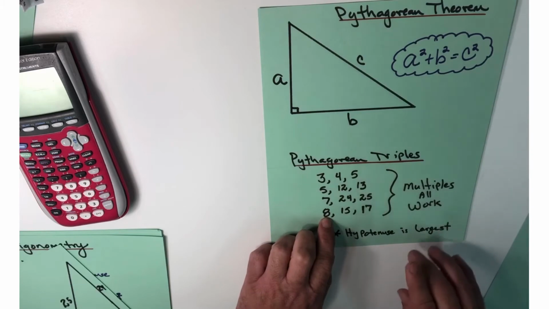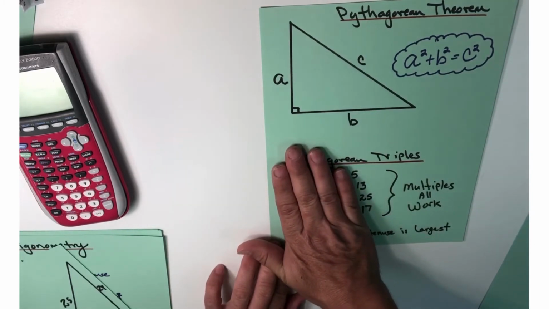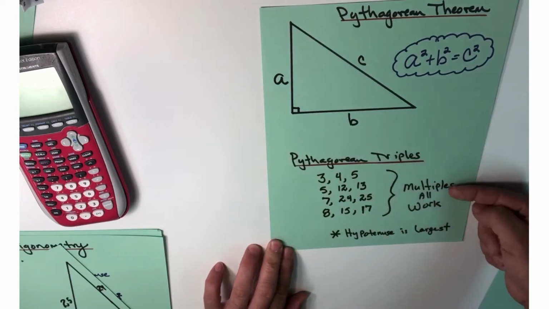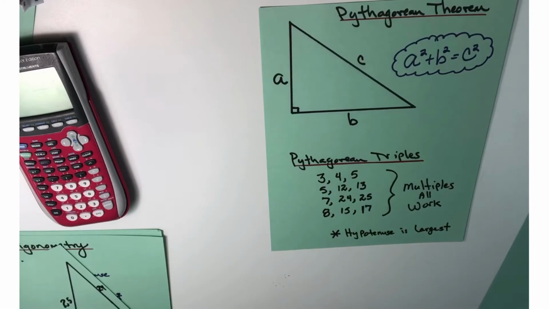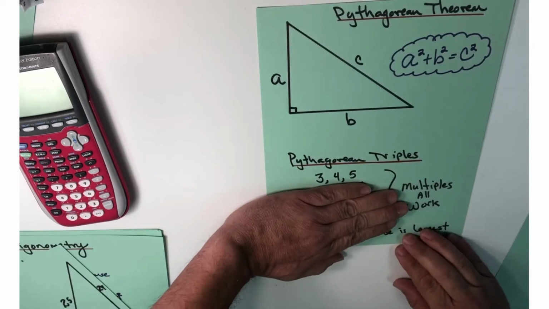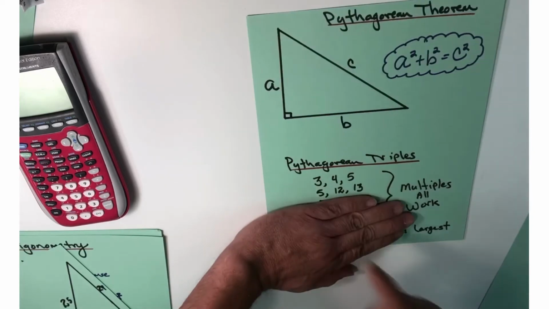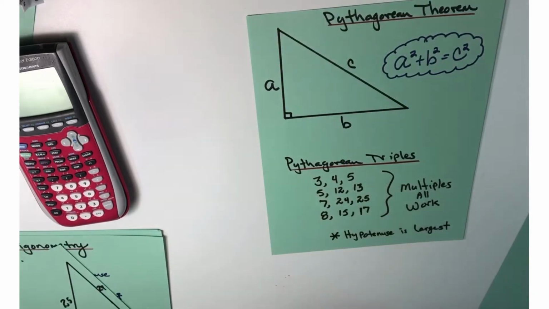Once again, I want to remind you that the most important thing here is that you remember that the biggest one is always the hypotenuse. And another side note is that their multiples also work. So why don't I give you all of them? Because there's too many multiples. In other words, if you multiply these all by 2, 6, 8, 10 also works. 9, 12, 15 also works. 10, 24, 26 also works. And so forth and so on, okay?